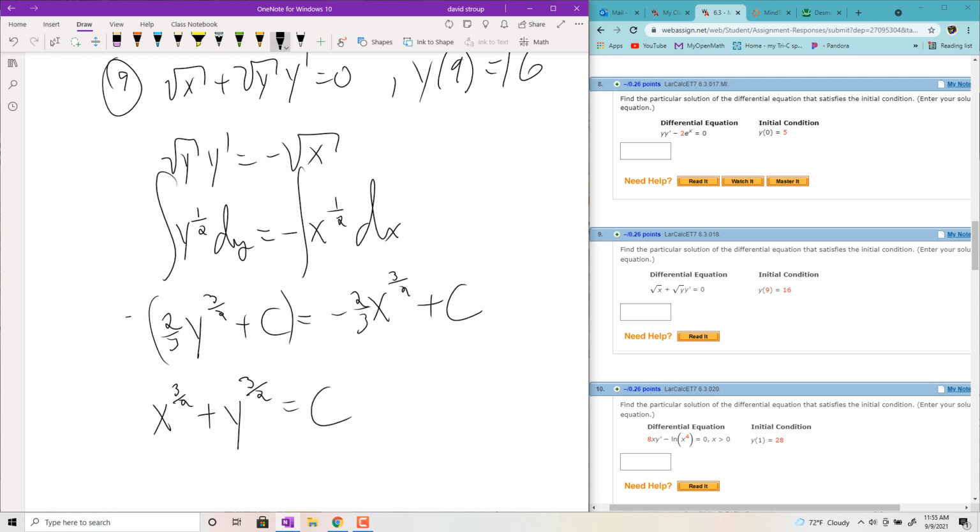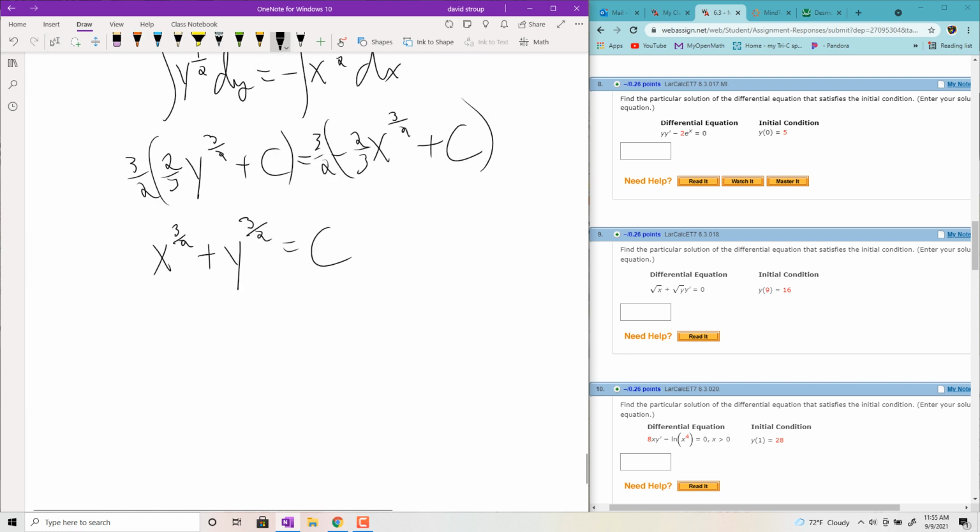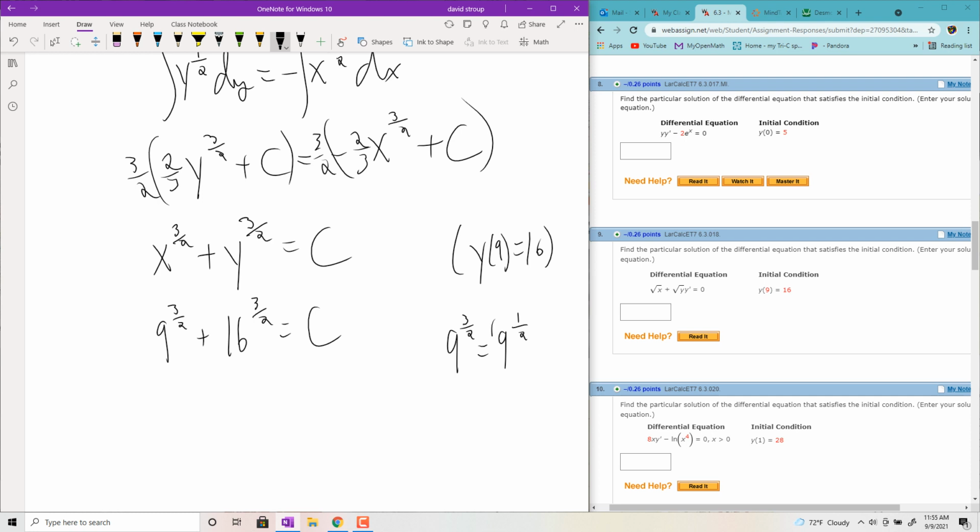Right? The c's will absorb the constant, and then I just combine the c's together. Then we use the initial condition to solve out for the constant. So x is 9, so 9 to the 3/2 plus y is 16 to the 3/2 is c. 9 to the 3/2, how do I do that? That's 9 to the 1/2 cubed. 9 to the 1/2 is square root of 9, that's 3. 3 cubed is 27.